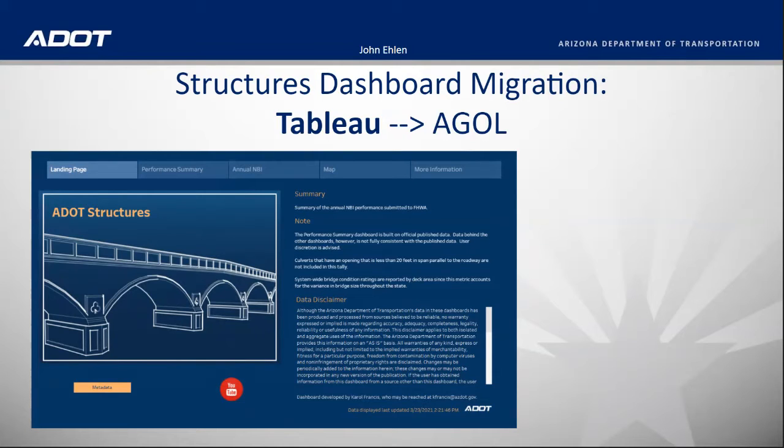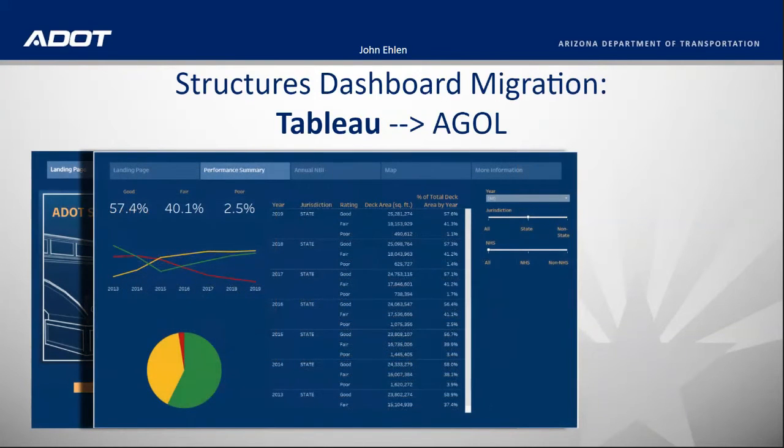Here we can see the landing page tab, which offered a short data disclaimer and an introduction regarding the dashboard contents. Next, we have the Performance Summary tab, which also offers a historical summary of the DEC rating for structures throughout the state. This page has a few metrics used to filter the data, including whether or not the structure is on the national highway system and whether the structure is owned by ADOT or a different agency.